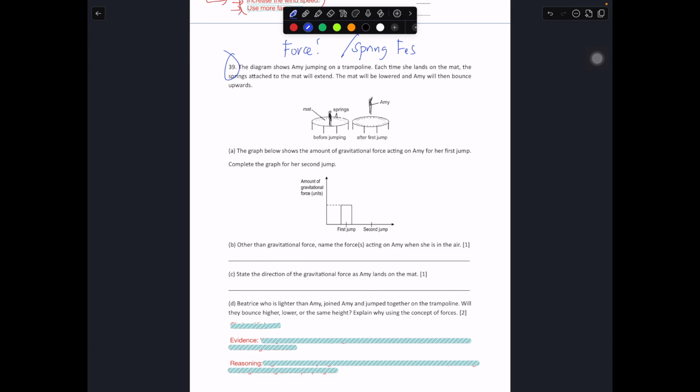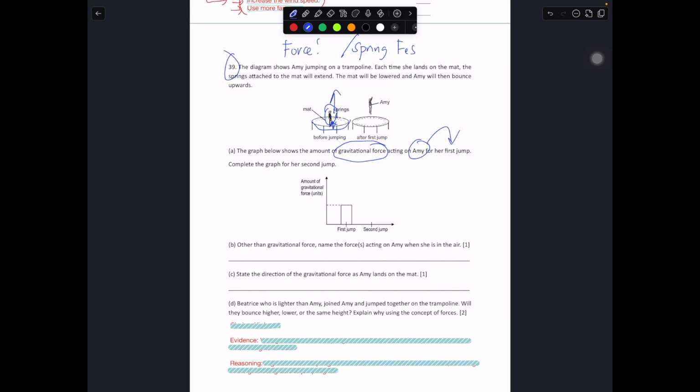Each time she jumps on the mat, the spring attached to the mat will extend. Okay, it will extend downwards, and then it will try to return back to its original position. When it returns to its original position, it will exert an elastic spring force onto Amy. Then Amy will bounce up. Okay, the diagram below shows the amount of gravitational force acting on Amy for the first jump.